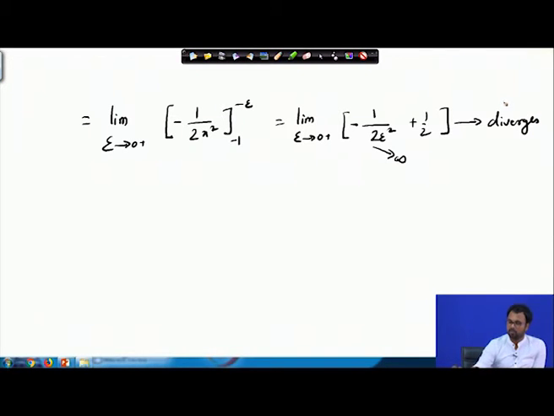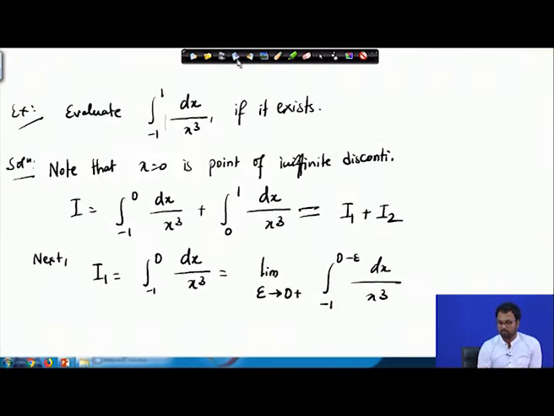Since we are writing the two subintegrals, if both of them are convergent, then the whole thing is convergent. But if any one of them is divergent and the other one is convergent, then the whole thing will again be divergent, and if both of them are divergent, then the whole thing will again be divergent. So here our I1 is divergent.